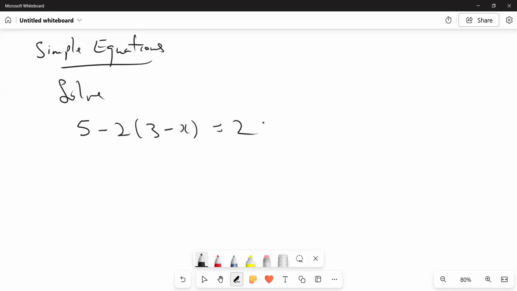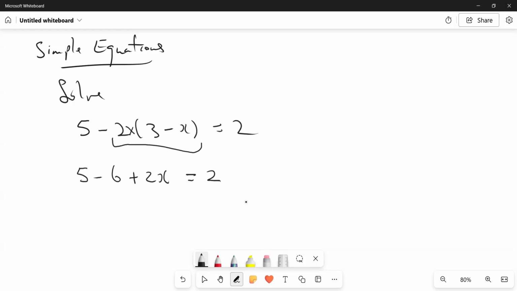Good. So what do we do here? Well, one might be tempted to subtract this 2 from the 5. But don't forget that this is a multiplication sign here. And you can't do subtraction before multiplication. So you have to use the distributive law and remove that bracket. So you have 5 minus 2 multiplied by 3 is 6, 2 multiplied by minus 2 multiplied by 3 is minus 6. Minus 2 by minus x will give us positive 2x, equals to 2.